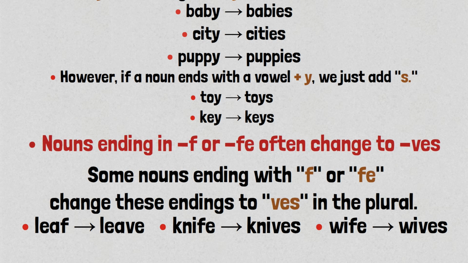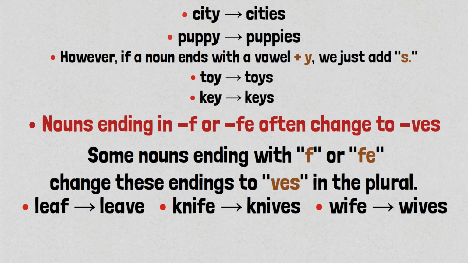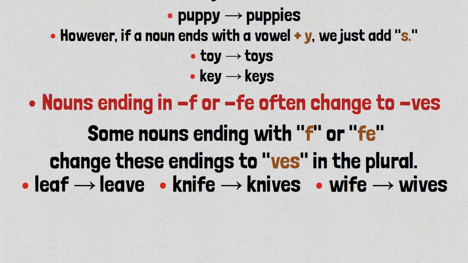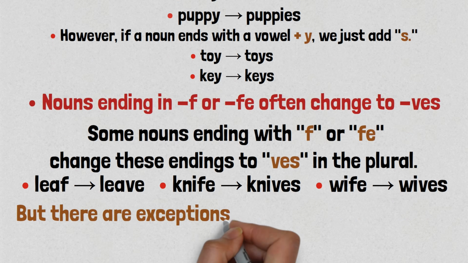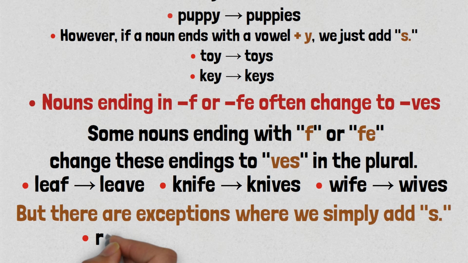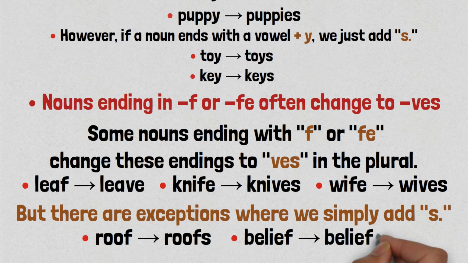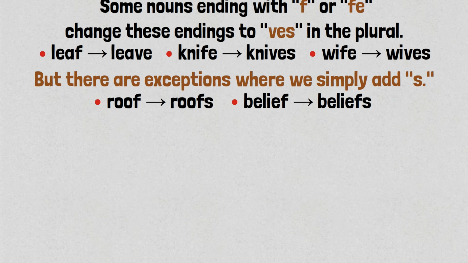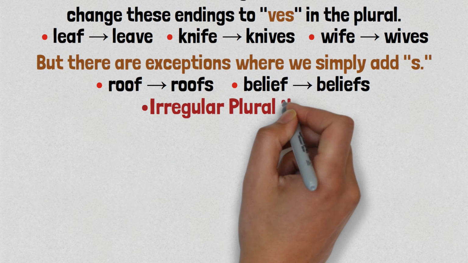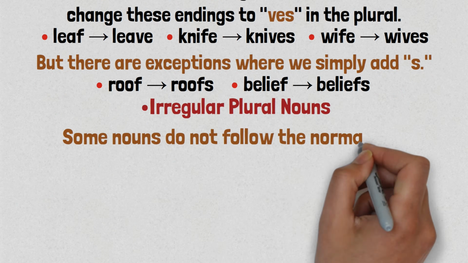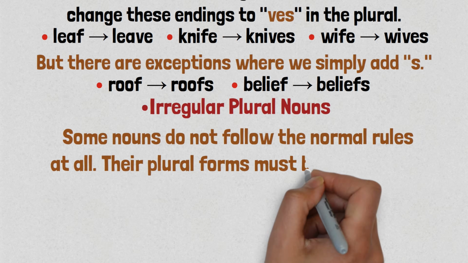Nouns ending in f or fe often change to ves. Some nouns ending with f or fe change these endings to ves in the plural. Leaf, leaves. Knife, knives. Wife, wives. But there are exceptions where we simply add s. Roof, roofs. Belief, beliefs.